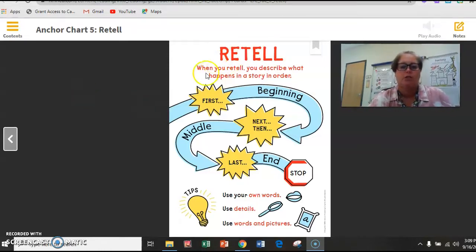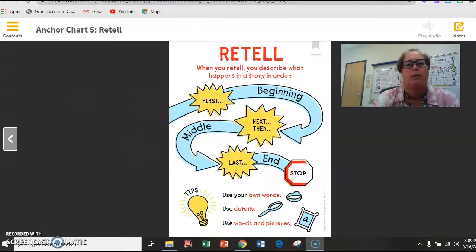So when you retell a story, you describe what happens in a story in order. First, you describe what happens in the beginning. Next, what happens in the middle. Last, what happens at the end. You use your own words, you use details, you can use words and pictures. So when you retell a story, I need you to tell it to me in the correct order. Don't start at the end and say, oh, this what happened at the end. Oh, wait, now this what happened at the beginning. This what happened in the middle. Nope. We got to start at the beginning and retell it just like it happened in the story.